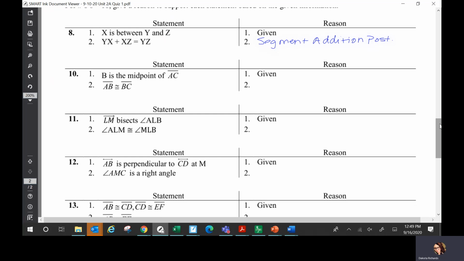Number 10, yes, I skipped number 9. I don't know, well, whoever made the quiz skipped number 9. I didn't make it. I borrowed it. But you didn't have a number 9.